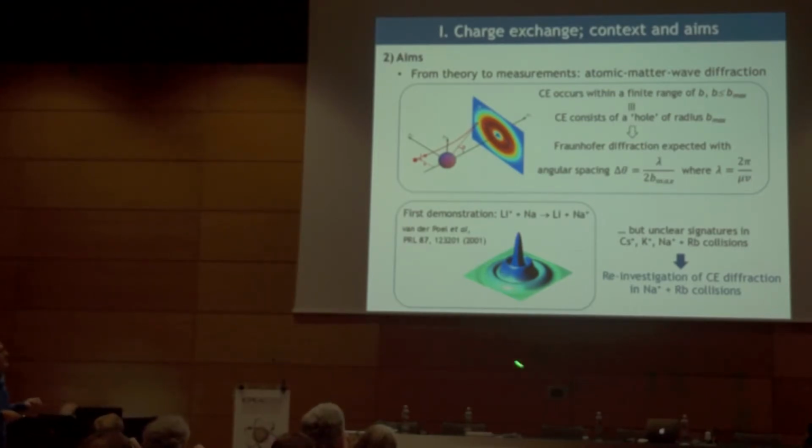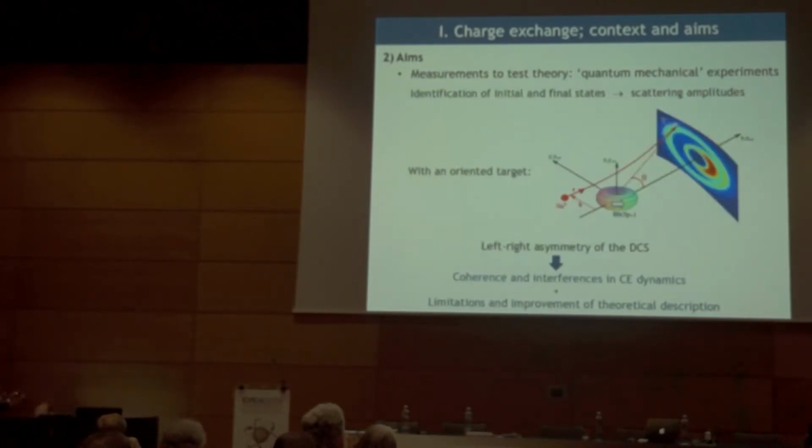But before entering into this part, it should be mentioned that within the interplay between theory and measurement, the experimental resolution which can be achieved nowadays is so good that experiments are stringent to theory. And in particular, we will see from the theoretical side that the DCS is nothing else than the square modulus of the scattering amplitude. And provided that the initial and final states are suitably characterized, some experiments, which we call quantum mechanical experiments, are able to access the scattering amplitudes.